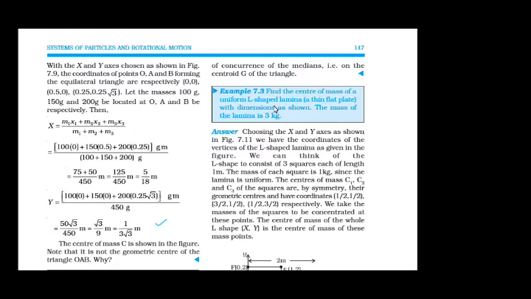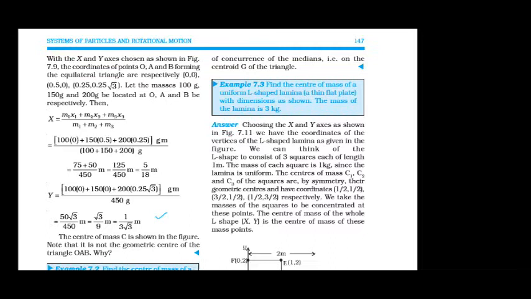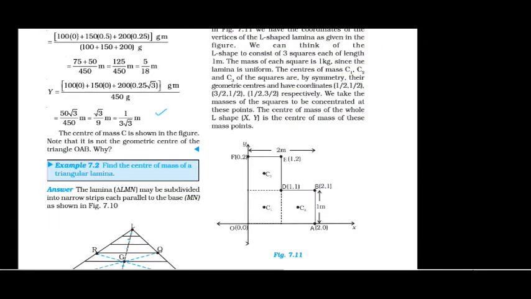Let us see the next example. Find the center of mass of a uniform L-shaped lamina, a thin flat plate with dimensions as shown. The mass of the lamina is 3 kg. So it is shown here. So let us see the answer.